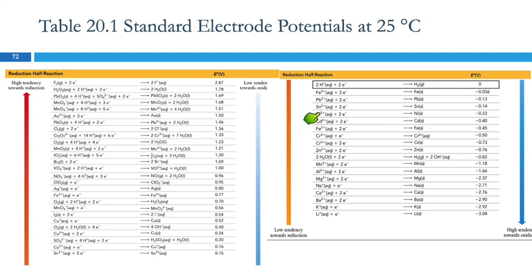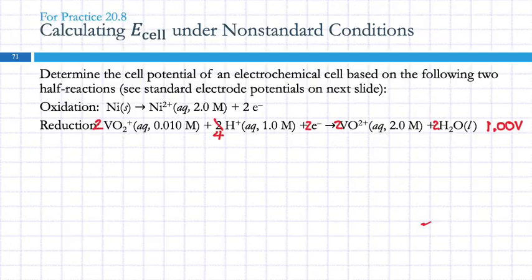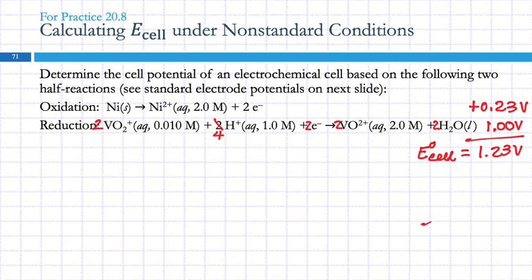This one is written backwards from what we have on the slide. So I take the negative 0.23 volts and change the sign. So this, I'll just write it over here. This is plus 0.23 volts. So E cell 0 is equal to 1.23 volts. Everybody okay with that?